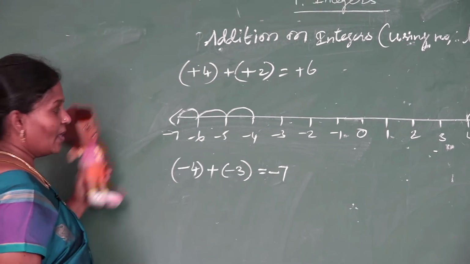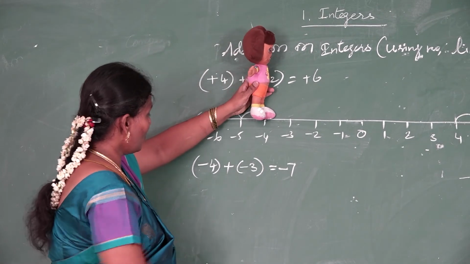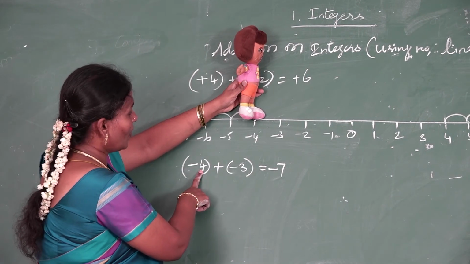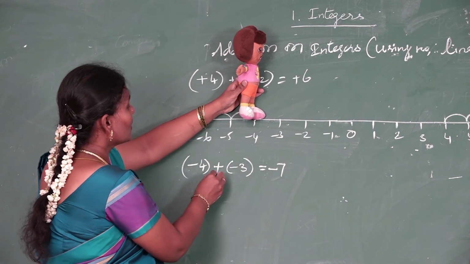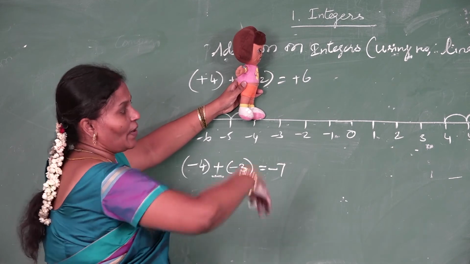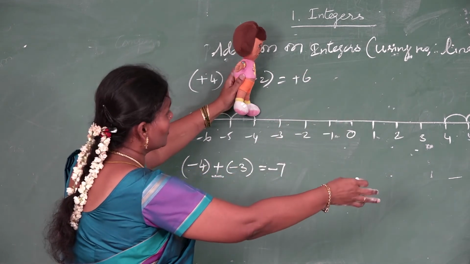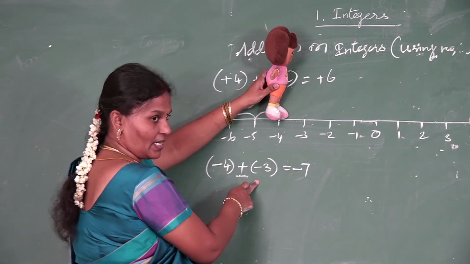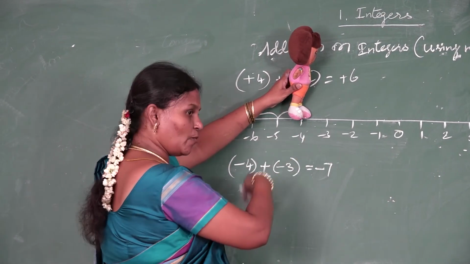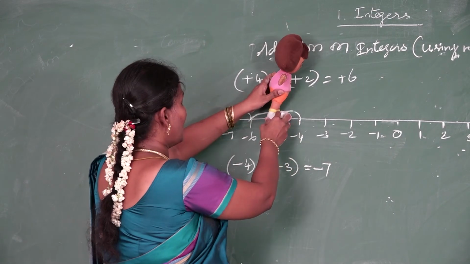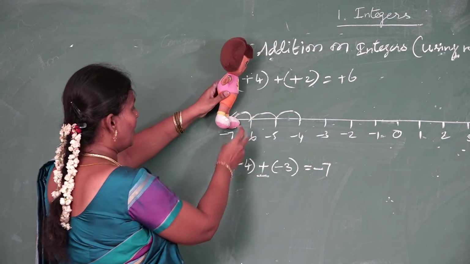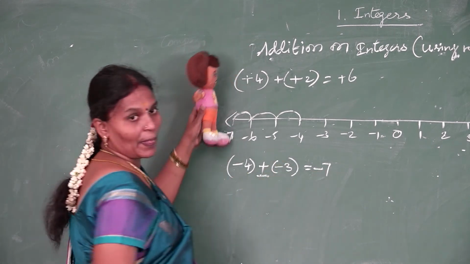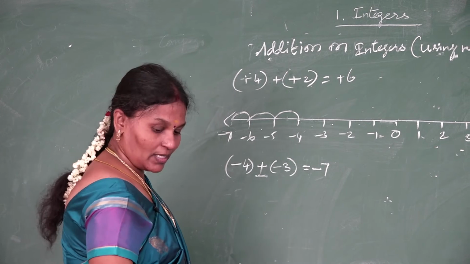Minus 7. So stand on minus 4 because the first number is minus 4. This is addition, so you face the right side. The next integer is minus 3, so you move backward 3 steps. 1, 2, 3. So what comes as the answer? Minus 7. So minus 7 is the answer. Do you understand, children? Okay, see one more sum.